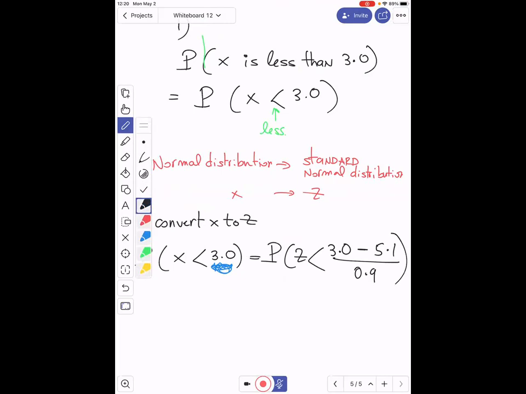Okay. So again, this 5.1, that's your mu, and this 0.9, that's the sigma. And that's how we convert x to z. So this is exactly our section 7.3. That's how we said we compute the probability of a normal distribution.